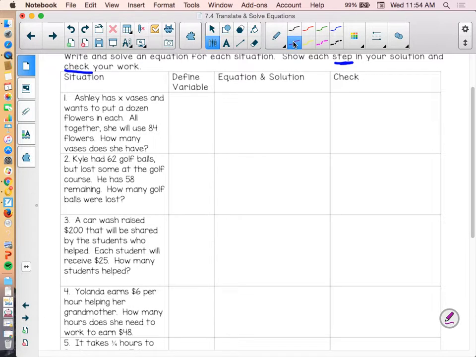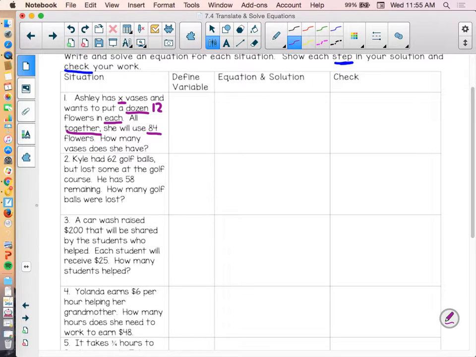All right, let's use purple. So we're going to look at this paragraph and point out the words that are important, the words that we looked at on the translation sheet on the last slide. Also, we're going to look for variables, okay? The other thing we're going to look for is numbers. So right off the bat, we have Ashley has X vases and wants to put a dozen flowers in each. A dozen doesn't look like a number maybe, but remember that word means 12. Okay, all together, she will use 84 flowers. How many vases does she have?